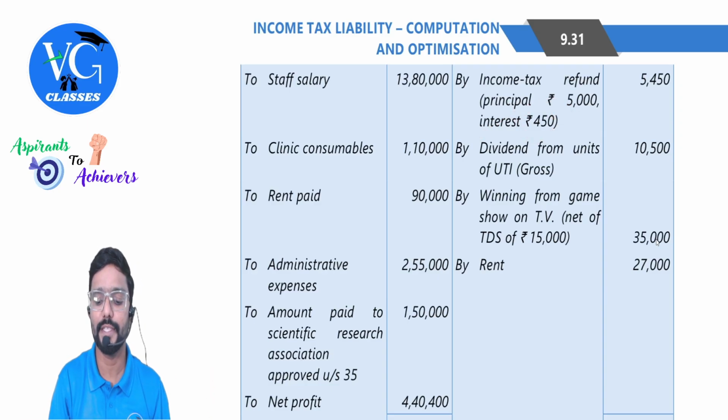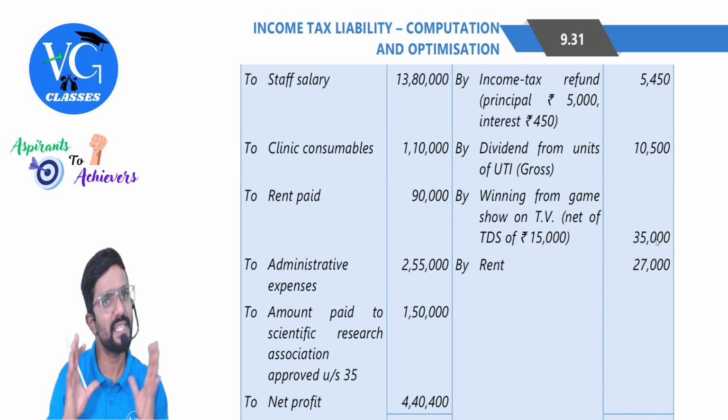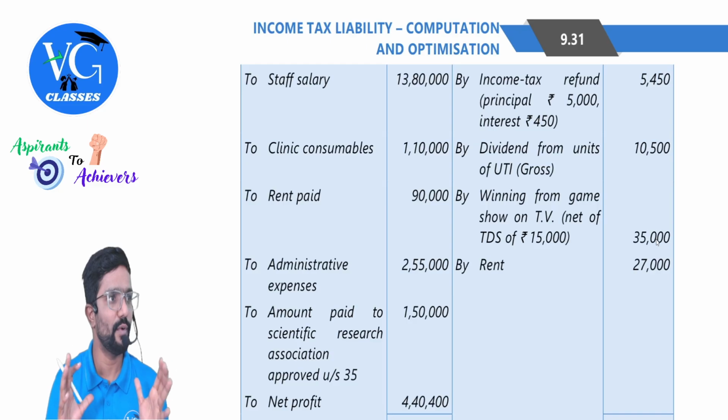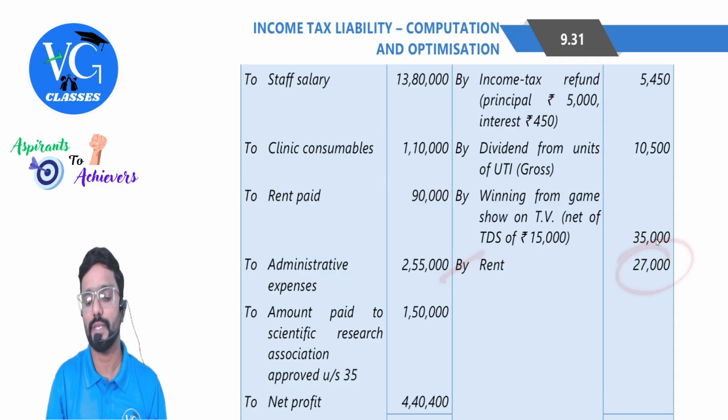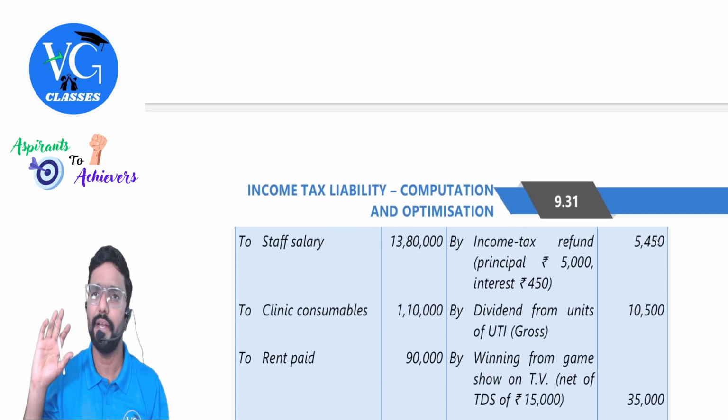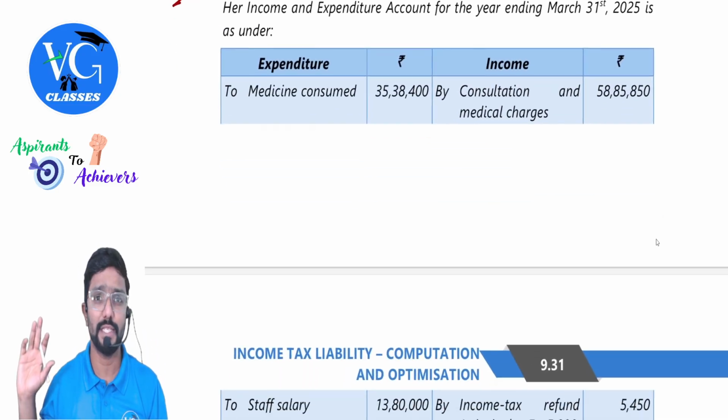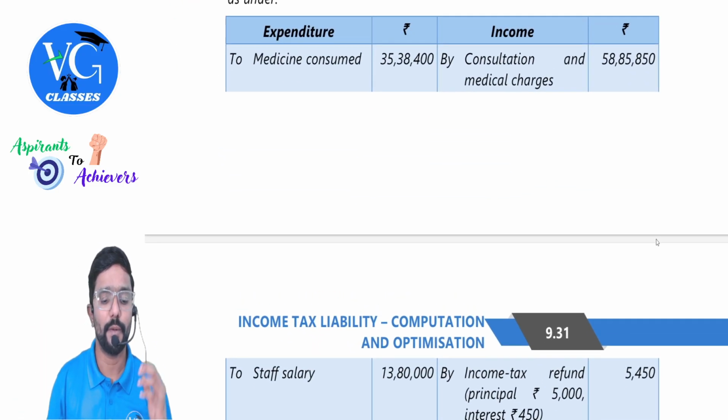Next, dividends from units in UTI. Again, income from other sources. Winnings from game show on TV. Net of TDS, 35,000. TDS is 15,000. Gross figure is 50,000, if I add up both. So, where is it taxable? Again, other sources. Then rent, 27,000. Normally it will be taxable under the head house property. But let us see what adjustment they have given at the bottom.